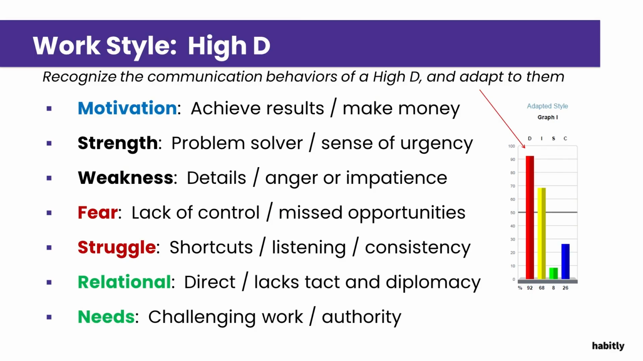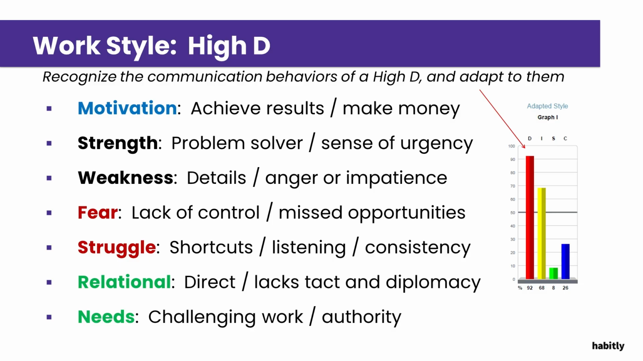So the motivation of a high D is to achieve results or make money. Their primary strength is a problem solver. They act with a sense of urgency. They drive things to completion. Their weakness is details, or can be anger or impatience. Their fear is a lack of control or missed opportunities. That contributes to the sense of urgency. Their struggle is maybe taking shortcuts, may not listen too well, and consistency because they struggle with process and detail.